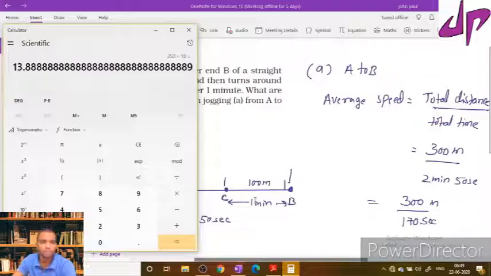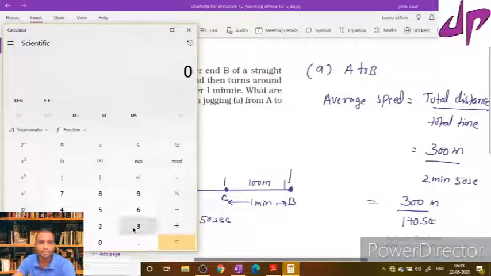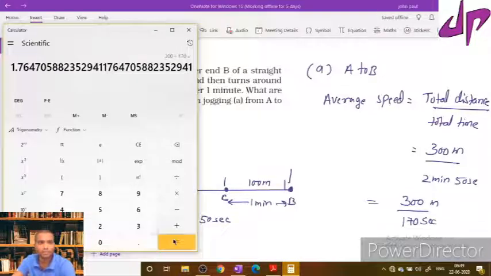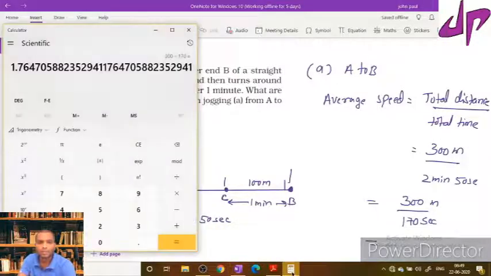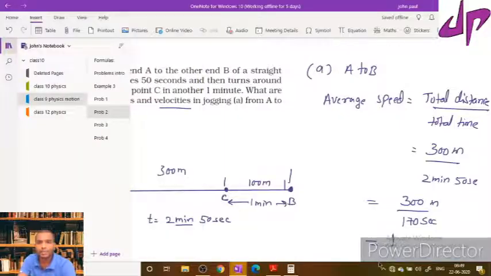We can get it from the calculator: 300 divided by 170 equals, the average speed equals 1.76 meters per second from A to B.